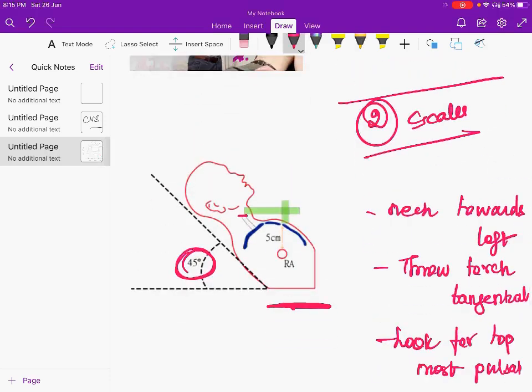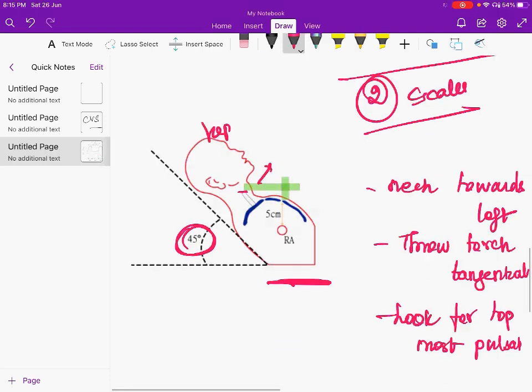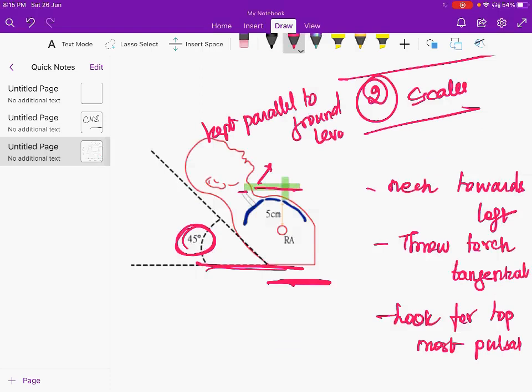So one scale is kept parallel to ground level. You can see this is parallel to the ground level, at the point of uppermost visible pulsation.